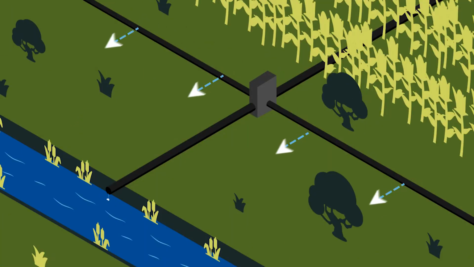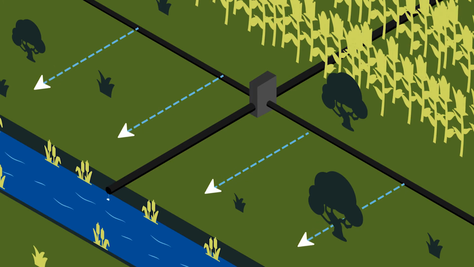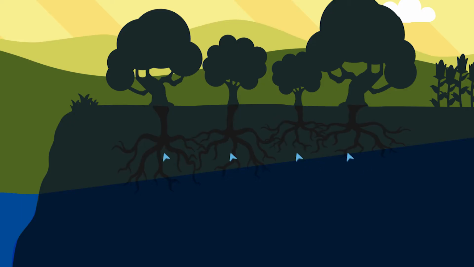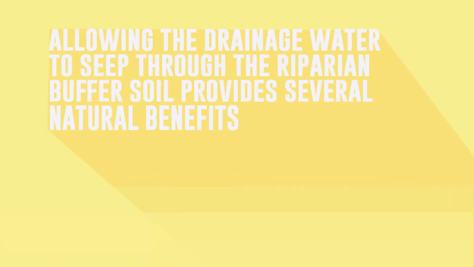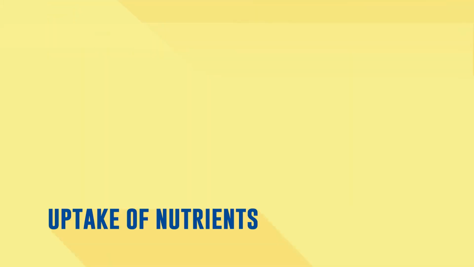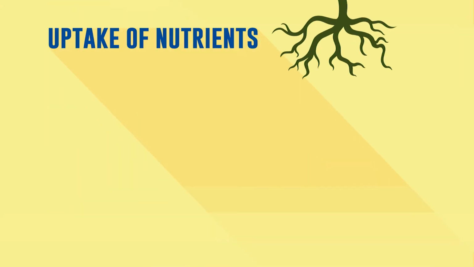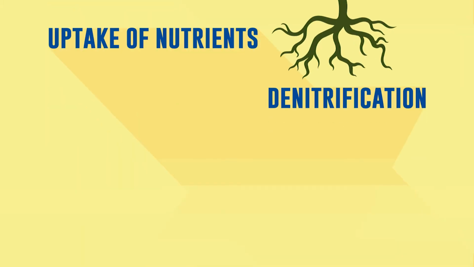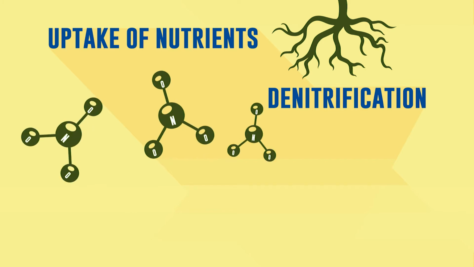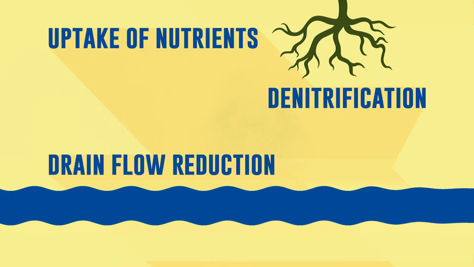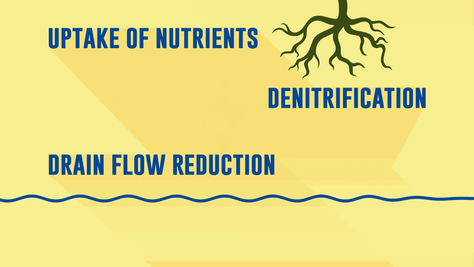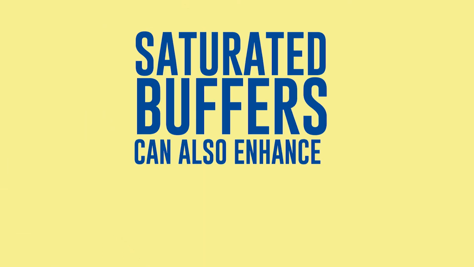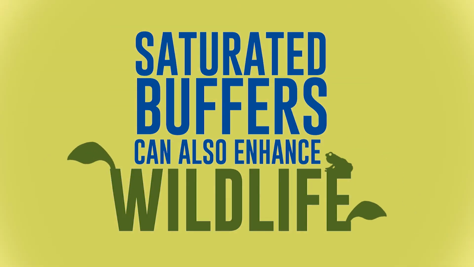Drainage water seeps from the tile lateral through the riparian area where the existing vegetation can uptake both the water and nutrients in the drainage water. Allowing the drainage water to seep through the riparian buffer soil provides several natural benefits, including uptake of nutrients and water by vegetation, denitrification or conversion of nitrate to nitrogen gas, and drain flow reduction. Saturated buffers can also enhance wildlife habitat.